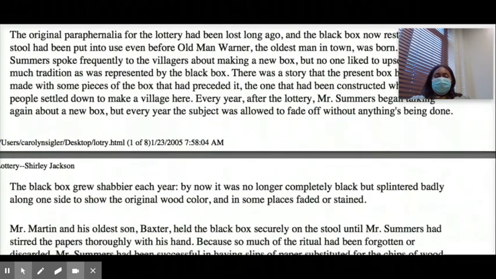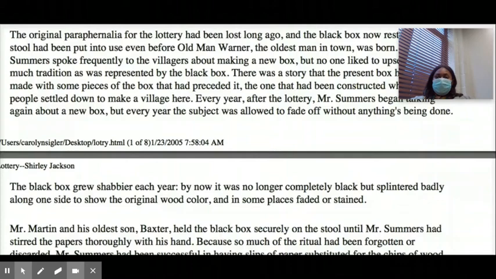The original paraphernalia for the lottery had been lost long ago, and the black box now resting on the stool had been put into use even before Old Man Warner, the oldest man in town, was born. Mr. Summers spoke frequently to the villagers about making a new box, but no one liked to upset even as much tradition as was represented by the black box. There was a story that the present box had been made with some of the pieces of the box that had preceded it, the one that had been constructed when the first people settled down to make a village here.